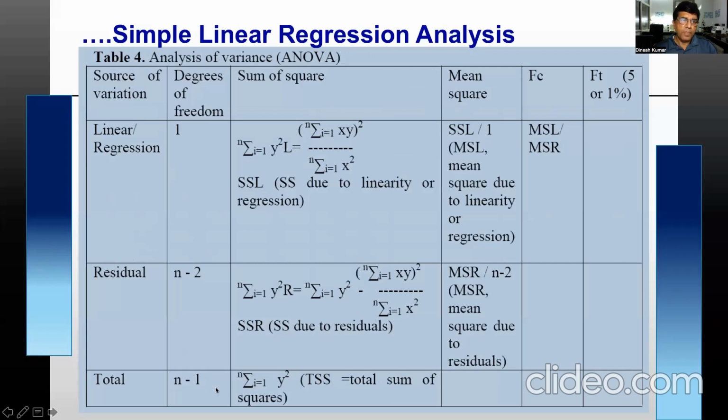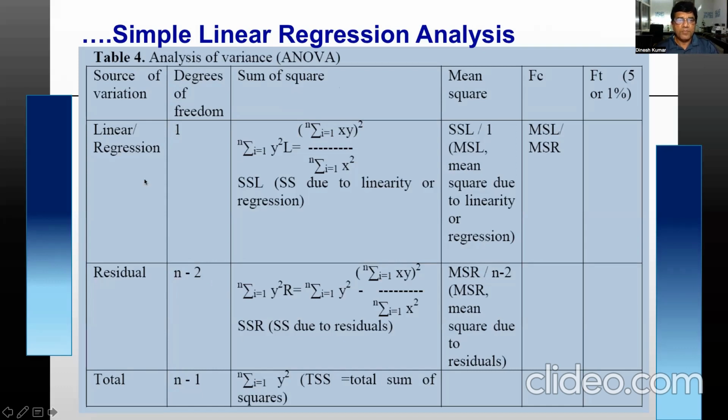It will be 4. And this can be worked out by the relationship n minus 2, because n minus 1 minus 1. So the residual or error degree of freedom can be calculated by subtracting the regression degree of freedom, that is 1, from the total degrees of freedom, n minus 1. So n minus 1 minus 1. So the residual degree of freedom is n minus 2.